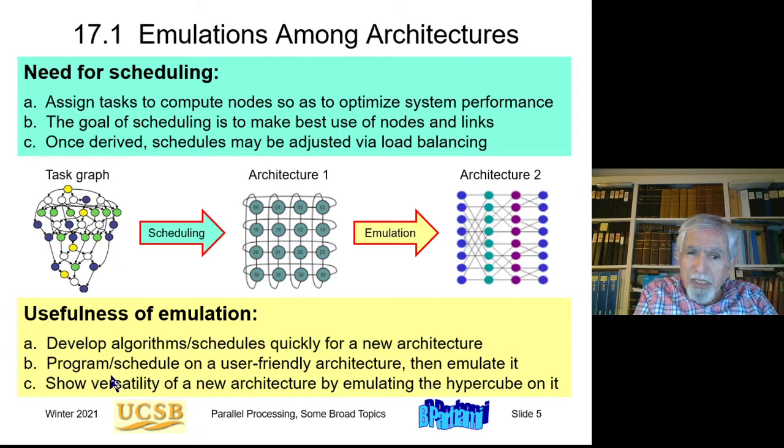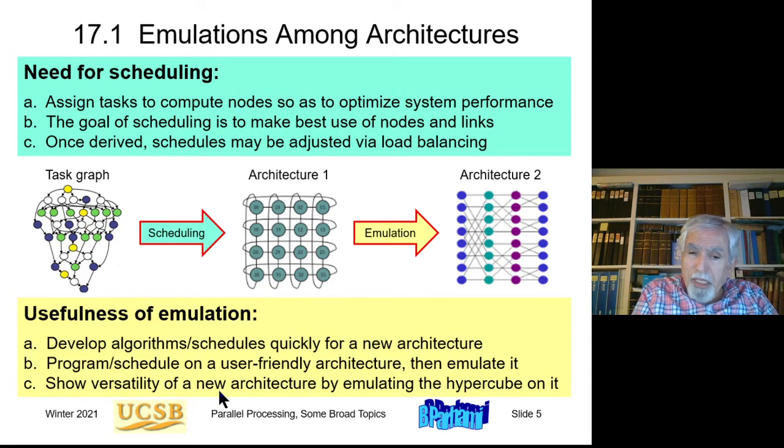Another aspect of this emulation is that you can program or schedule on a user-friendly architecture. So let's say mesh is more user-friendly than, say, this butterfly architecture. It's easier for us to develop algorithms for mesh or torus. This is a torus, actually. Then we can develop our algorithm for that and then emulate it on this. Remember, I mentioned that the shared memory architecture is user-friendly in the sense that the programming model is very similar to what we are used to in doing sequential programming. So we can develop, for example, an algorithm for shared memory and then emulate shared memory on whatever architecture we are trying to use. And therefore, the shared memory algorithm can be executed on this architecture. And if the mapping is efficient, then the execution will be efficient.